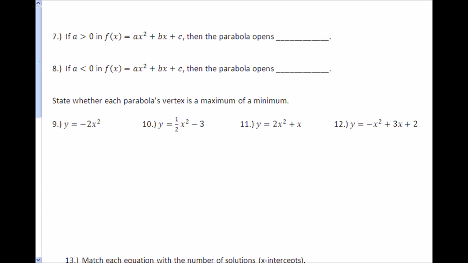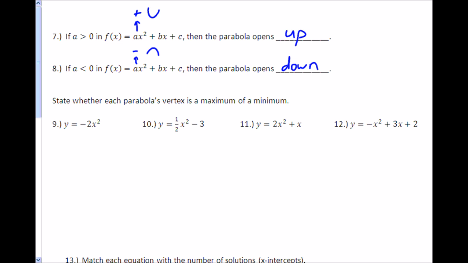In this one, it's asking me about the a value. Remember, we have a couple of things that the a value does. It makes it skinnier or wider because it changes the height of this thing, but it also affects whether this thing opens up or down. When the a value is greater than 0, in other words, when the a value is positive, it's a happy parabola, so it opens up. When the a value is less than 0, so right here when the a value is negative, it's a sad parabola, so that opens down. Remember, positive is happy, negative is sad, so that tells us whether it opens up or down.